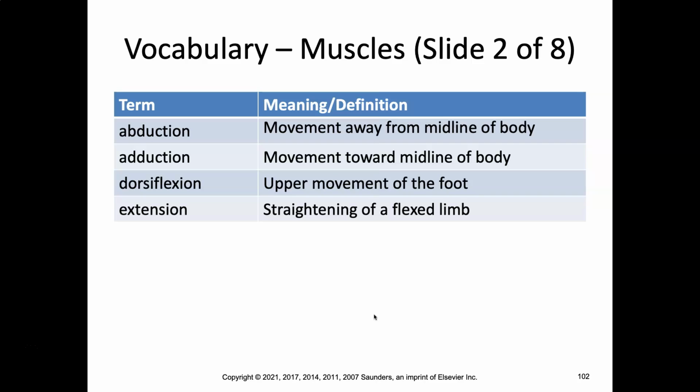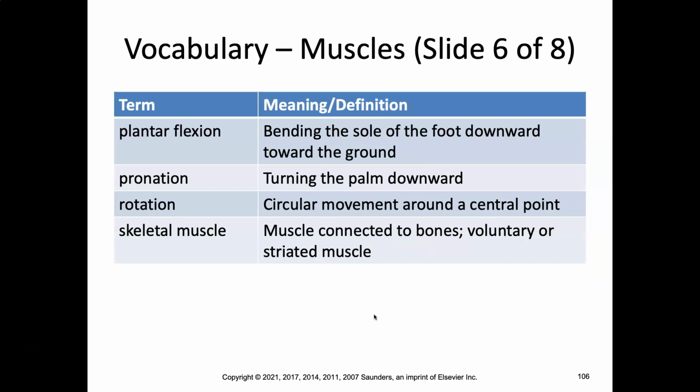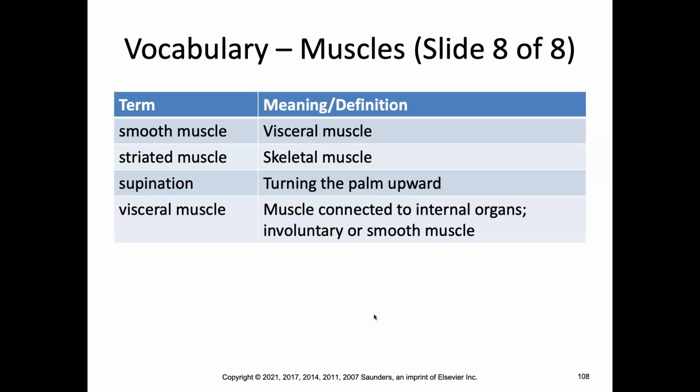All right, abduction and adduction, dorsiflexion, extension, fascia, flexion, insertion of a muscle, origin of a muscle. Make sure you know the difference between insertion and origin. What do those mean? Plantar flexion, pronation, rotation, skeletal muscle, smooth muscle, striated muscle, supination, visceral muscle.